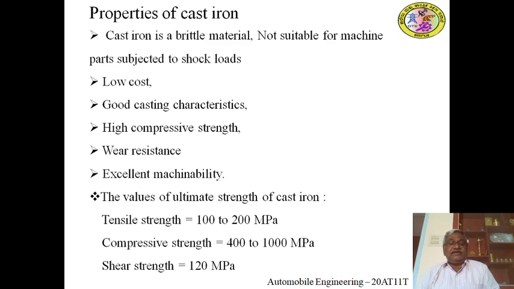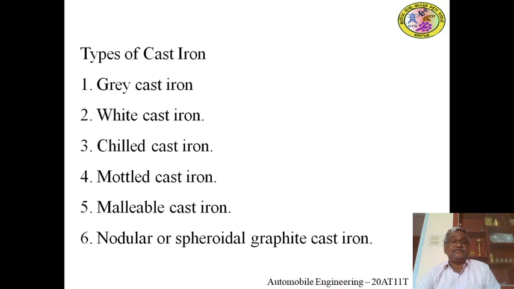The values of ultimate strength of cast iron are tensile strength from 100 to 200 megapascals, and compressive strength 400 to 1000 megapascals. You can see it has high compressive strength. Shear strength is 120 megapascals. Types of cast iron are grey cast iron, white cast iron, chilled cast iron, mottled cast iron, malleable cast iron, and nodular or spheroidal graphite cast iron.